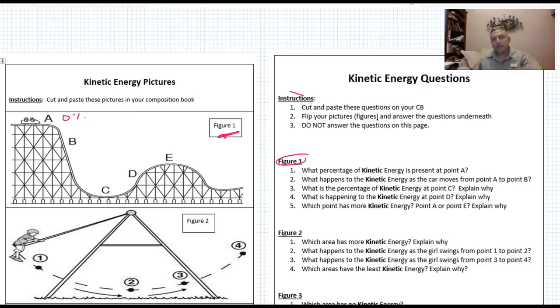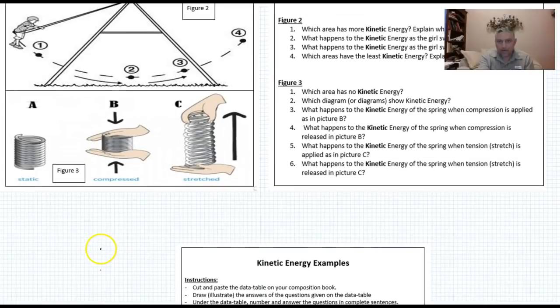So we are going to be answering the questions underneath the flip just like before. If you have a hard time with this one on the top, like figure number 3, which area has no kinetic energy? If you look at all three, this one is at rest, so this one doesn't have any kinetic energy. This one is being compressed. Remember, if you're holding it, it has no kinetic energy. Now the next one, letter C, is being stretched and it's being held on the stretch. So you can tell that this one also doesn't have any kinetic energy. So your answer for question number 1 is none of them. None of them has kinetic energy.